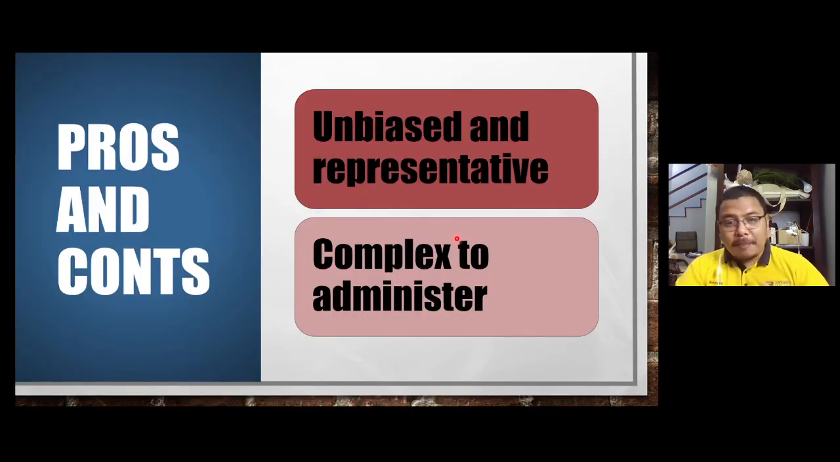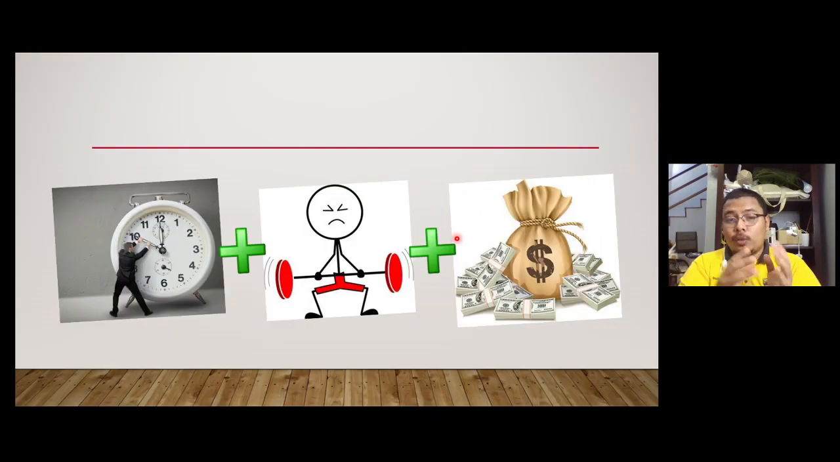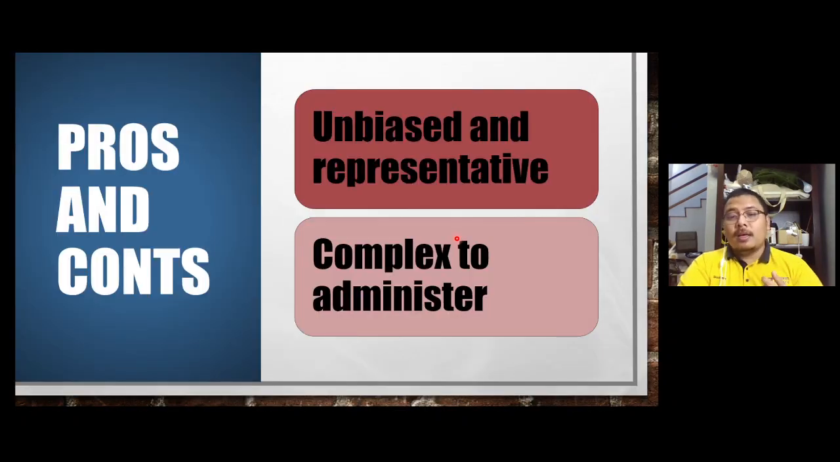Stratified sampling can lead to very good random representative samples. However, it can be complex to administer. So you need to stratify them first, right? And a sampling frame with considerable information about the population is required. You need to know the population first before you do the stratification.